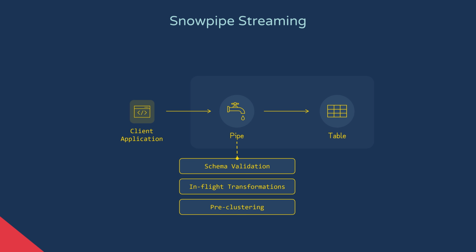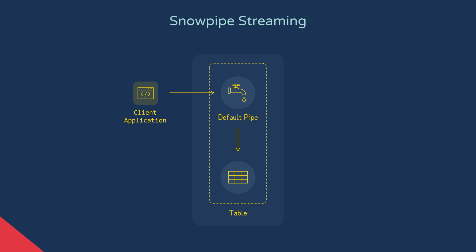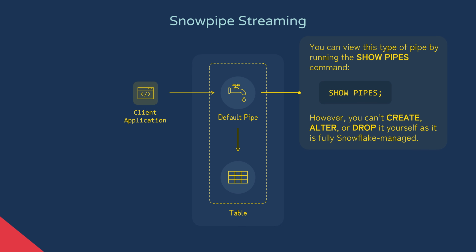In the context of Snowpipe Streaming, there are two types of pipe to be aware of. The first is the default pipe. This is attached to a table, and Snowflake automatically creates one of these the first time your client application requests a channel against the target table. You can view this type of pipe by running the show pipes command, but you can't create, alter, or drop it yourself as it's fully managed by Snowflake.